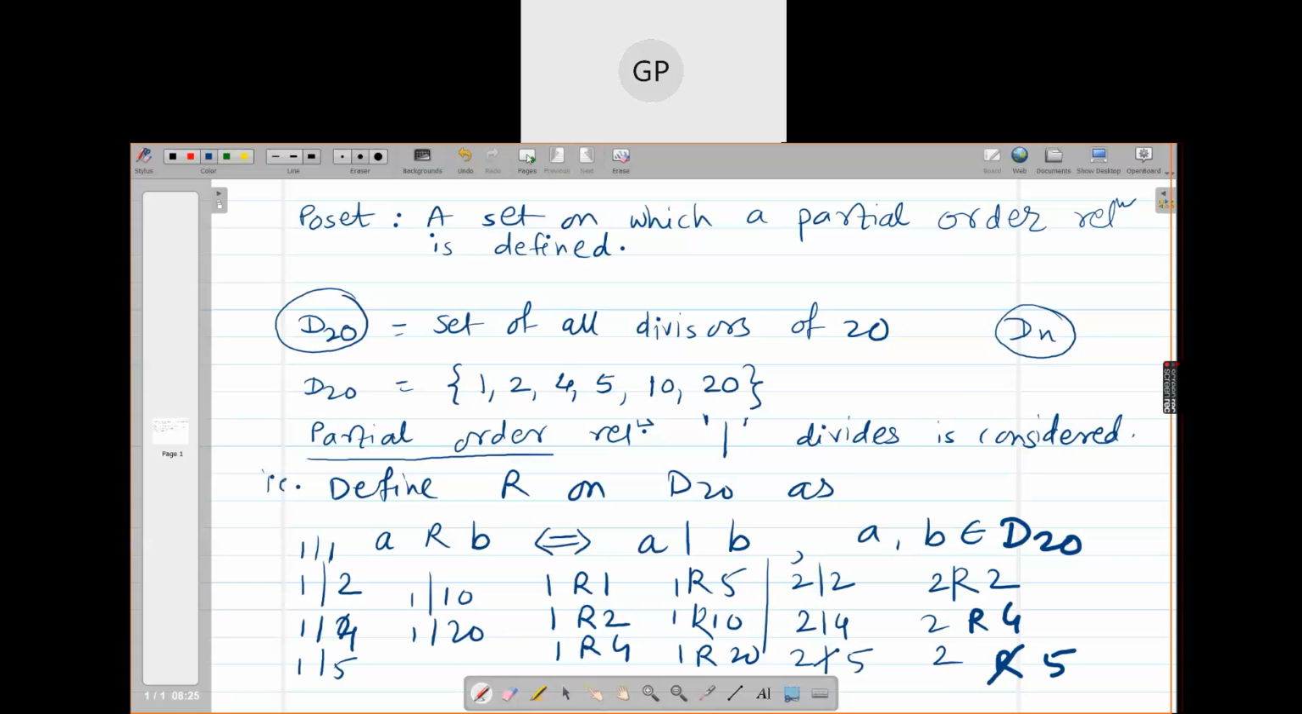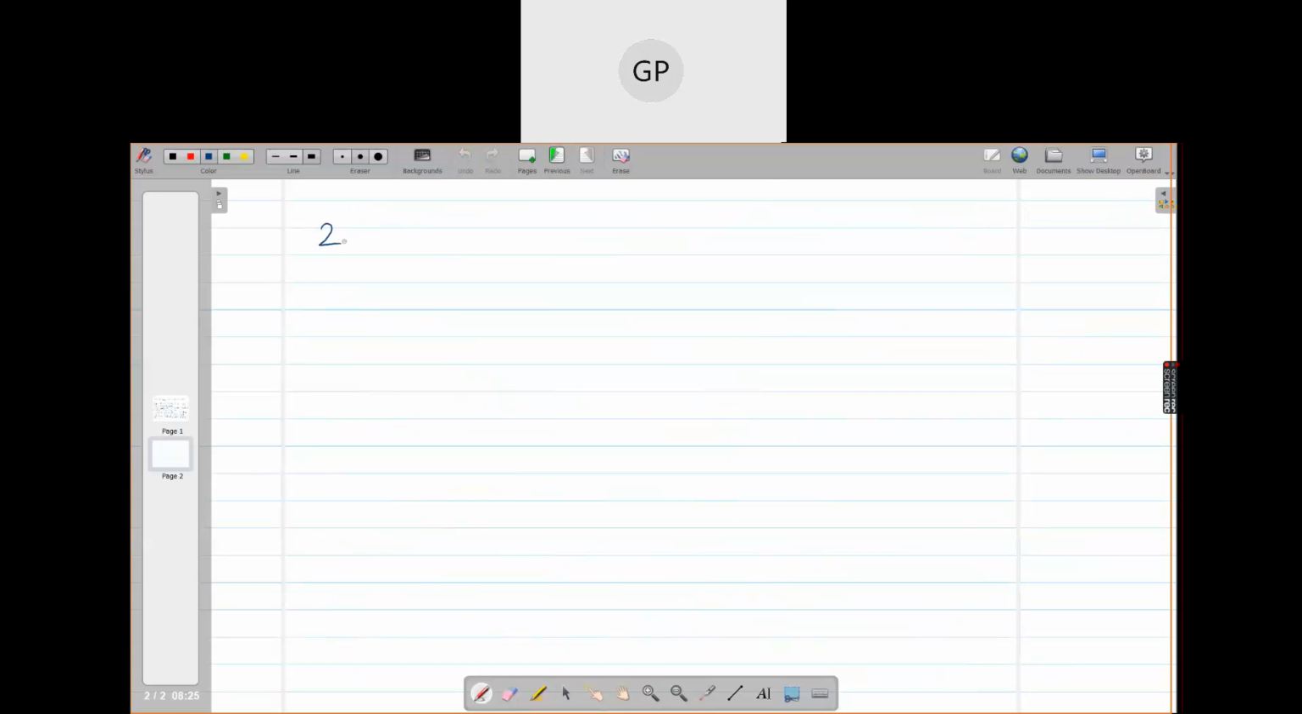Then 2 divides 10. So 2 is related to 10. Then 2 divides 20. So 2 is related to 20. Then comes 4. 4 divides itself, right? Of course, 4 does not divide the number smaller than it. So 4 does not divide 2.